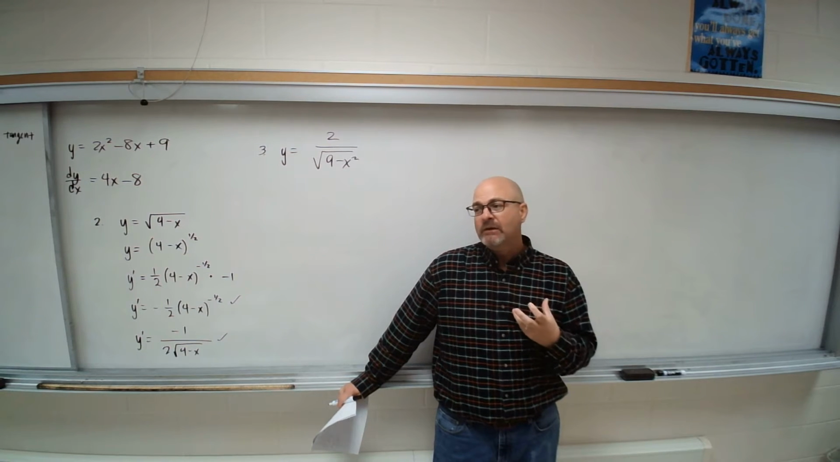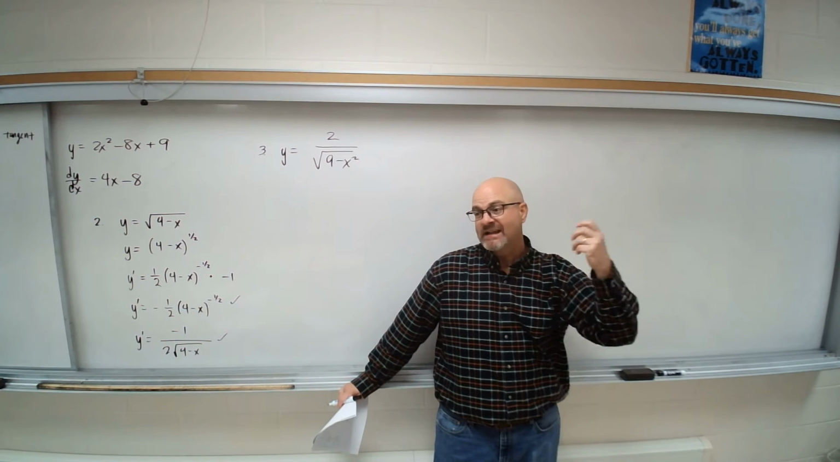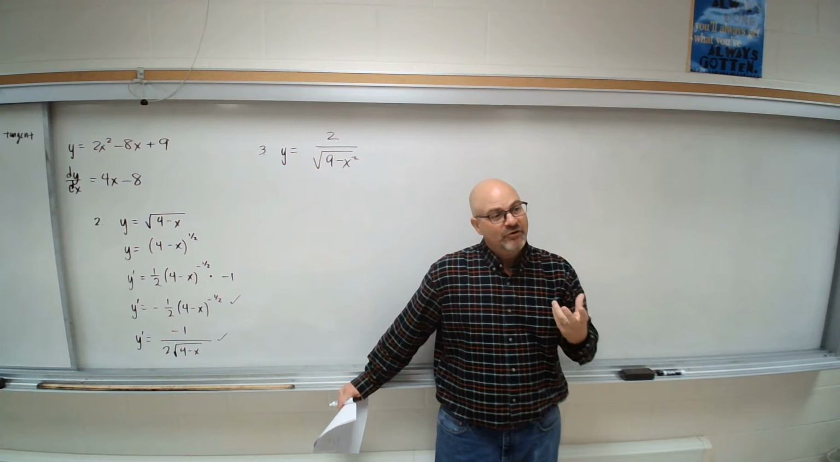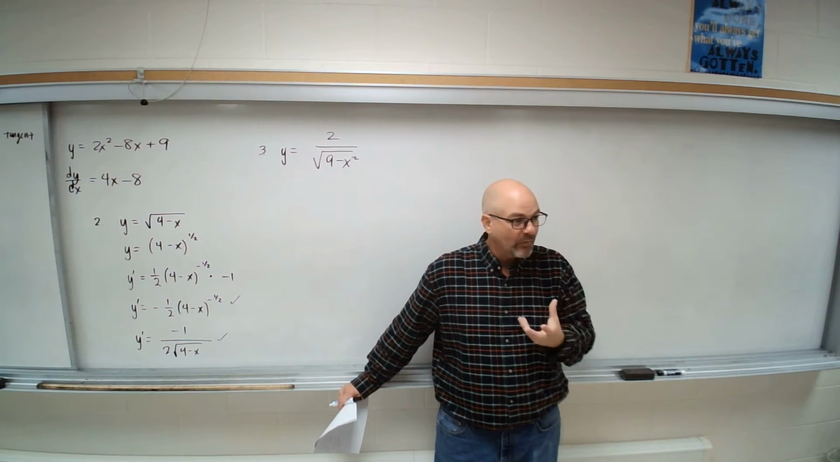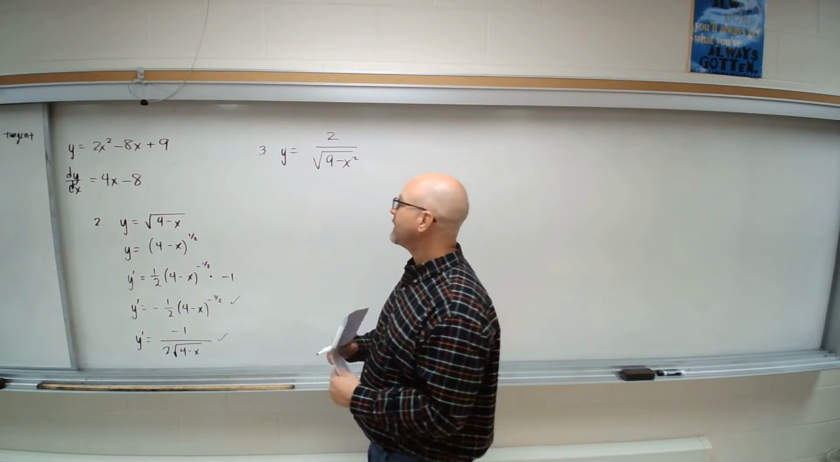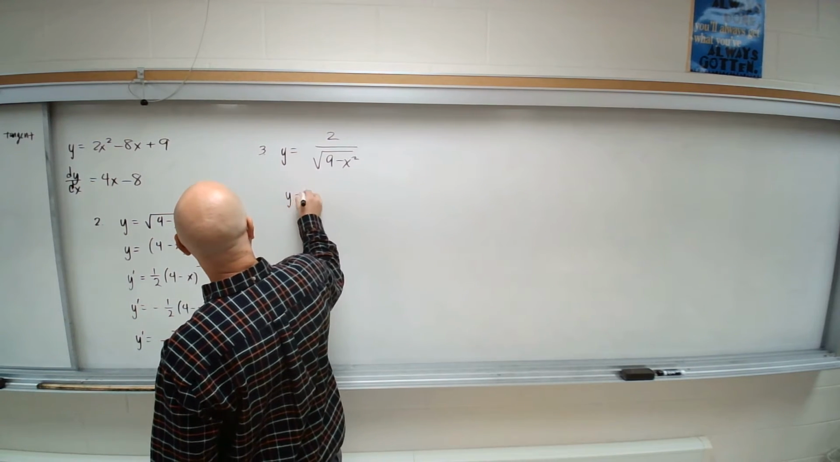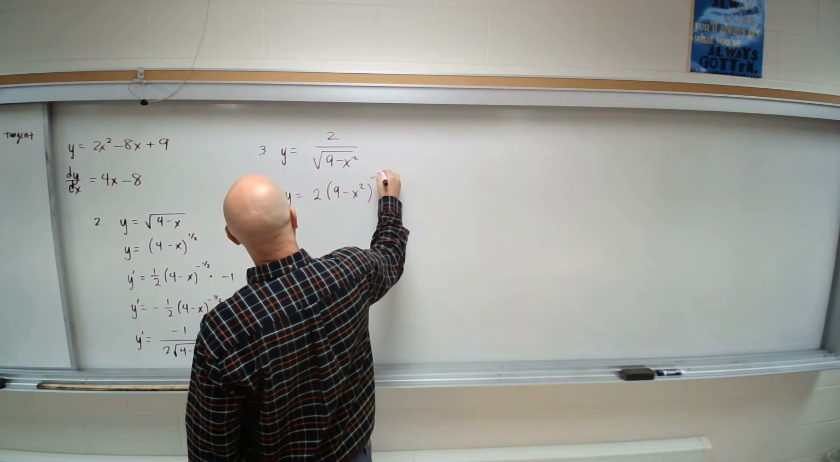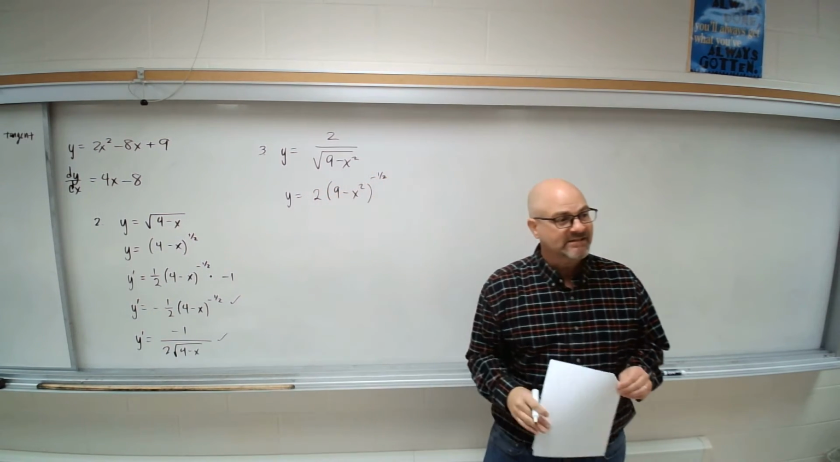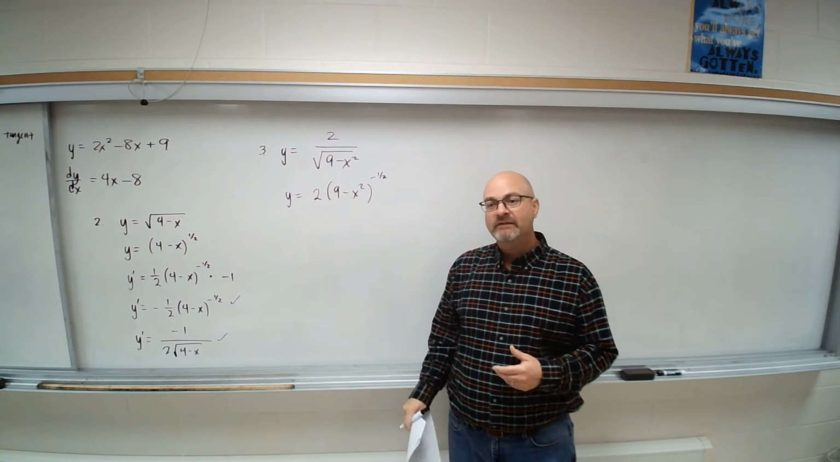So what you want to look at is if you ever notice that you just have a constant as your numerator or a constant as your denominator, then you don't have to use the quotient rule. We want to take the time to rewrite this as 2 and then 9 minus x squared to the negative 1/2. This is a much easier derivative to take.